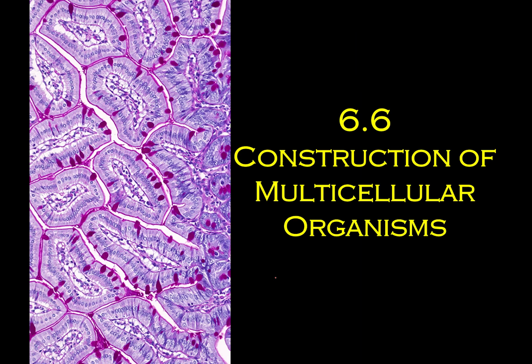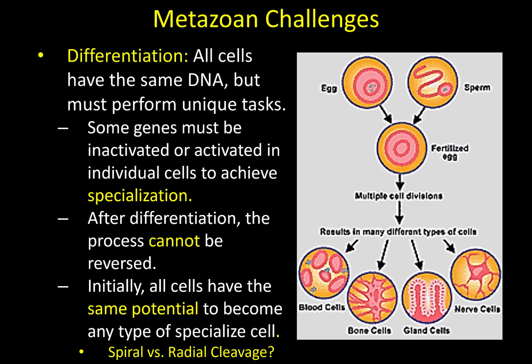All right, now that we've talked about how multicellularity can evolve, let's talk about how we put together a multicellular organism. There are a lot of challenges faced by metazoans, by our higher animals, and many of them have to do with how specialized their structures are. One of the biggest challenges that animals face is the problem of differentiation.